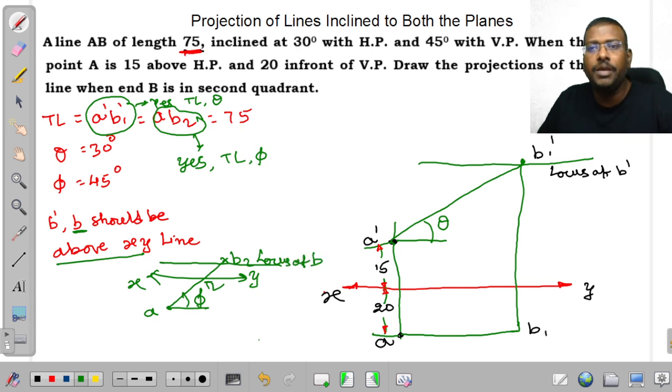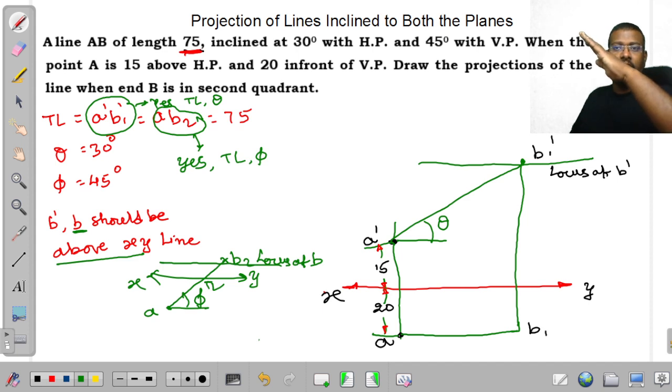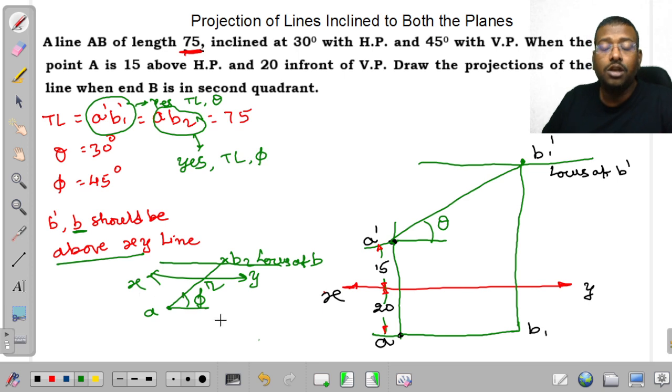The remaining procedure will be as it is. Is it clear? This idea you have to get. Sir, I did everything correct, but instead of taking 5 in the above from the A, I took bottom. Your answer is wrong. So here what I have to do? We have to draw a line like this.